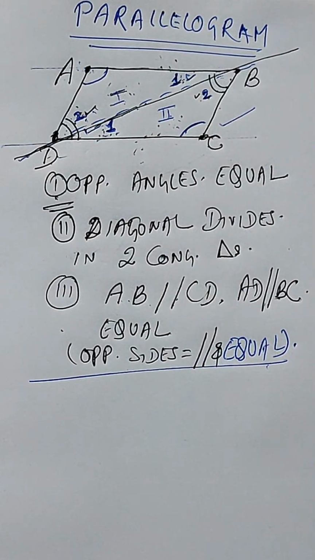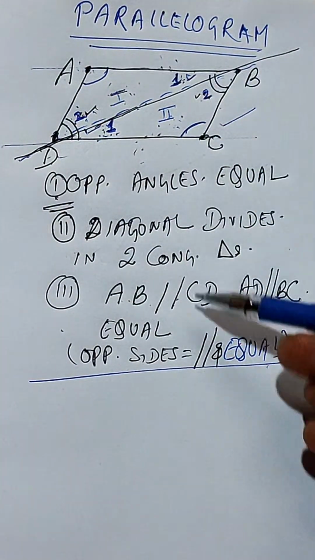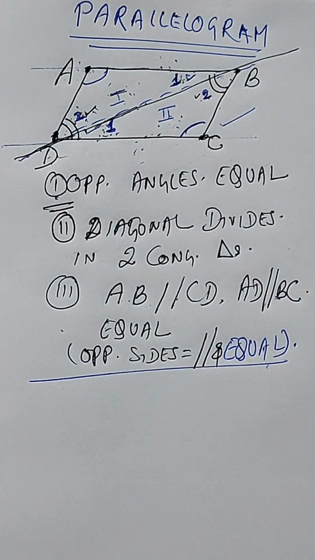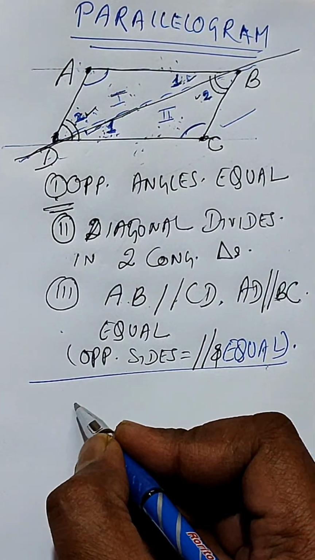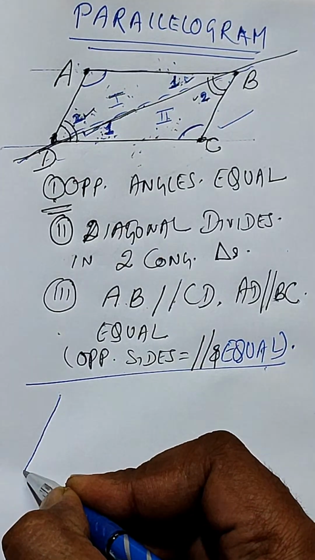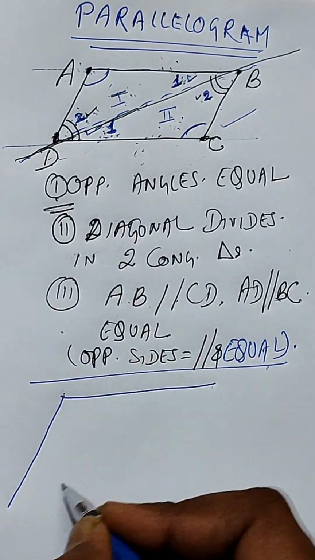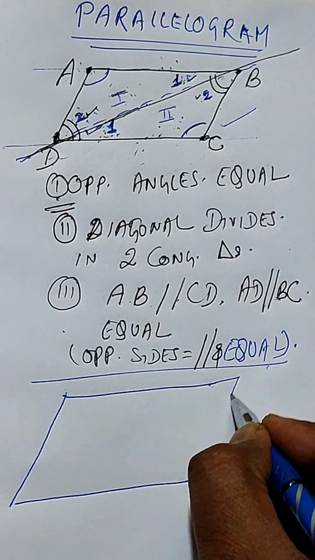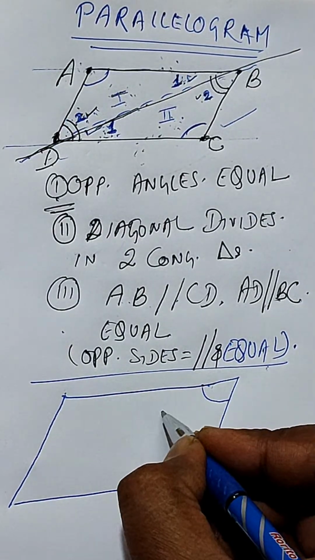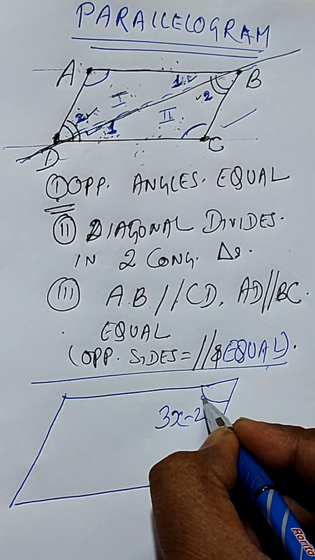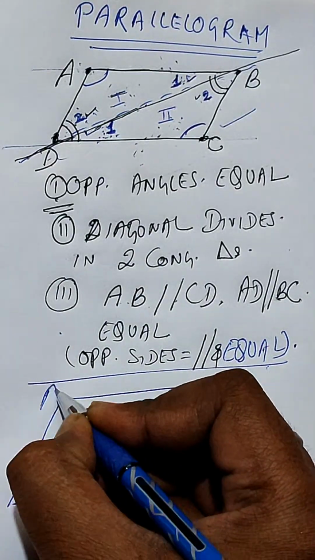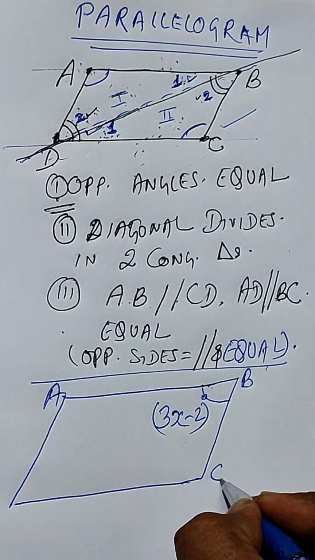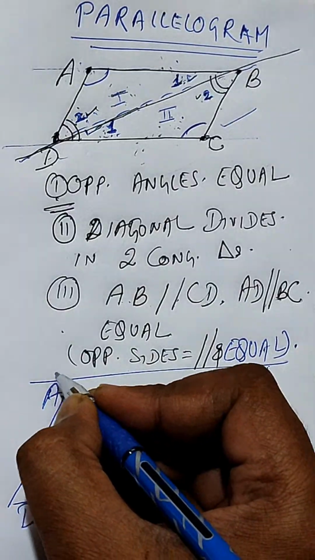So coming to the questions directly, this is the basic thing which we need to understand before solving any question. In the first question, it's given that two opposite angles of a parallelogram are 3x minus 2. If this is the parallelogram which is given to you, then one of the angles is 3x minus 2 degrees. Let's say ABCD is the parallelogram as given in this question.